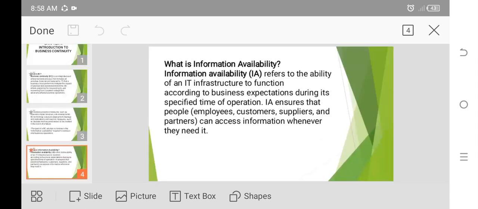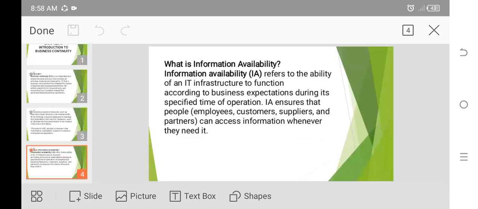So, what is information availability? Information availability refers to the ability of an IT infrastructure to function according to business expectations during its specified time of operation. Information availability ensures that people, including employees, customers, suppliers, and partners, can access information whenever they need it.